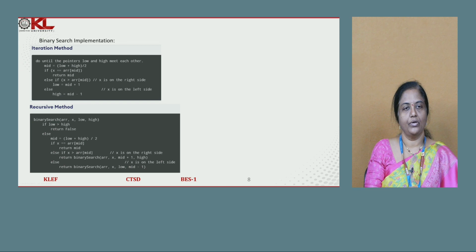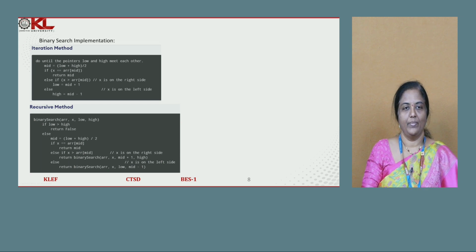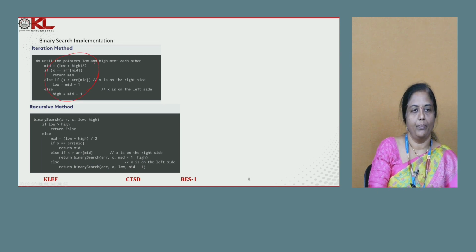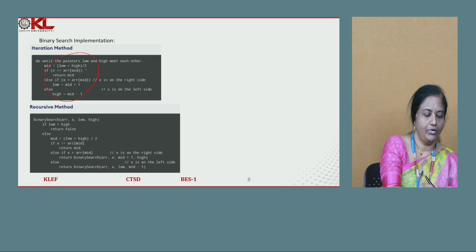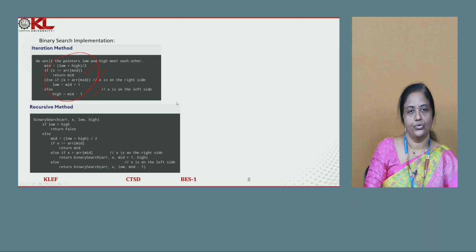Find the mid. Mid is equal to low plus high by 2 here, and then if x is equal to the mid value, it is found. Otherwise, if x, the element to be found, is greater than the middle value, set the low to mid plus 1, otherwise set the high to mid minus 1. Whatever I have discussed till now is replicated here. Find the mid, compare with the middle value. If it is equal, return it is found, otherwise if it is greater than, set the low, otherwise set the high values.